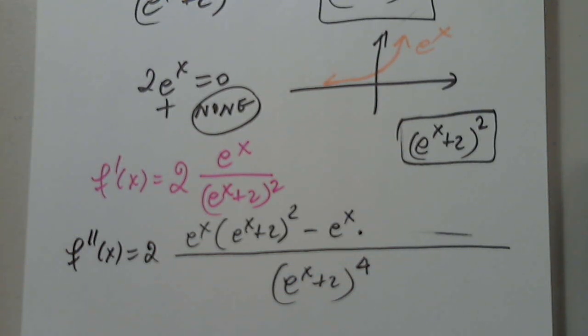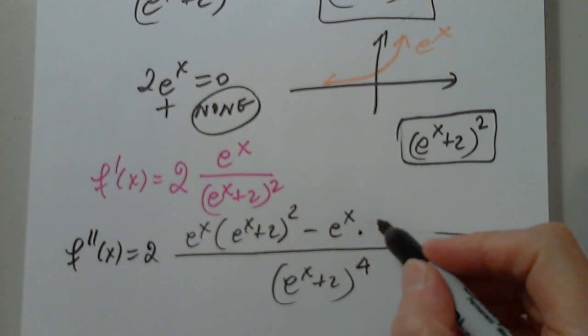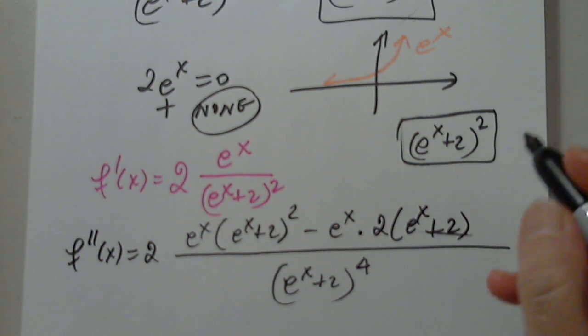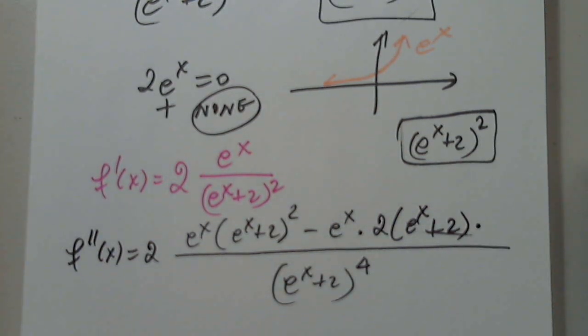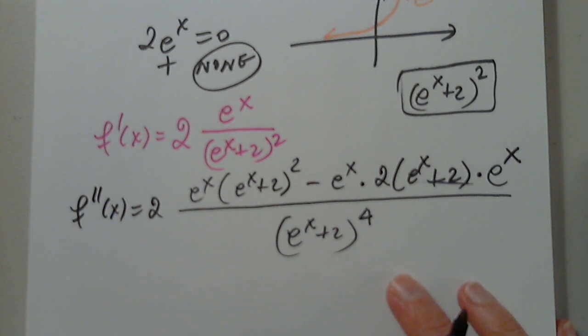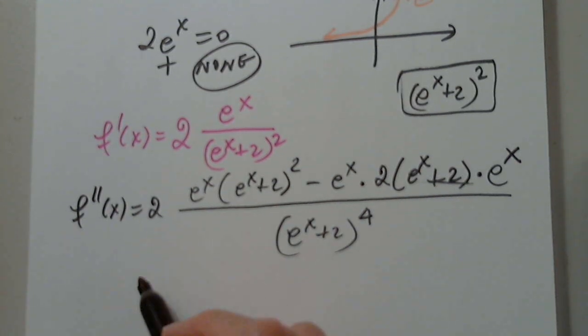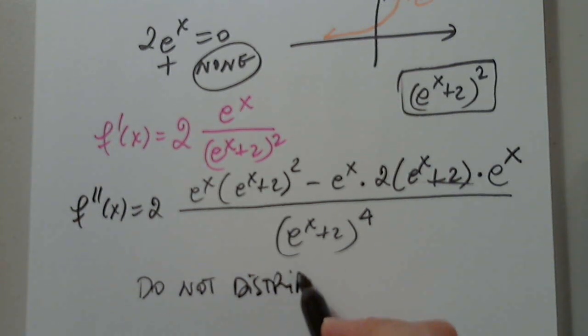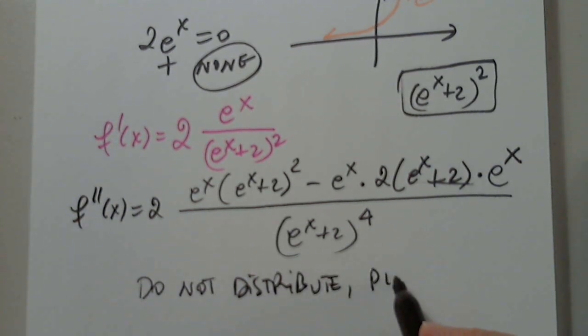We'd have to bring down the 2. Absolutely. 2 comes down, times (e to the x plus 2) to 2 minus 1, times the inner function prime, e to the x. And I'm going to say, please do not distribute. Do not distribute. Please.